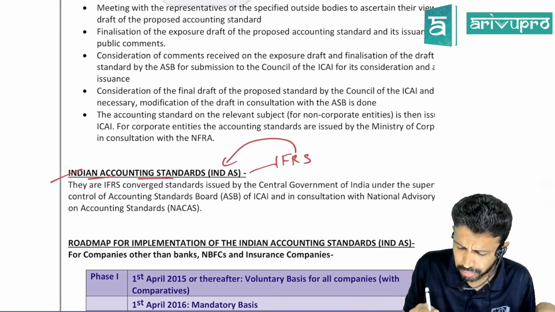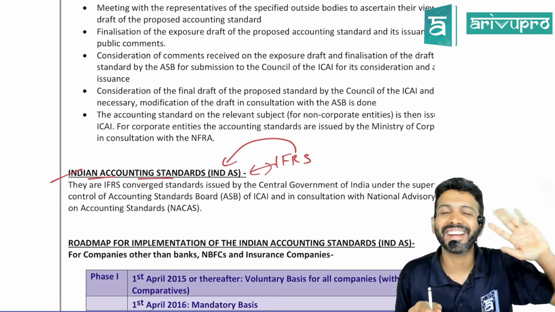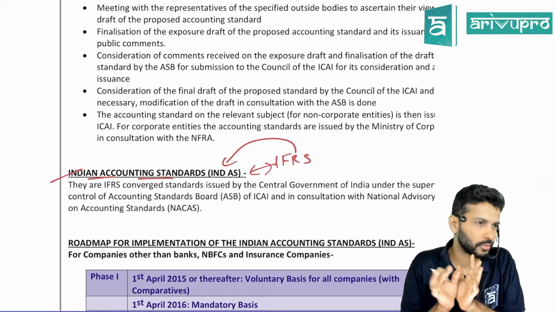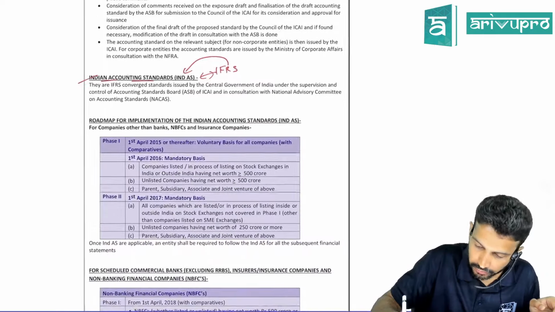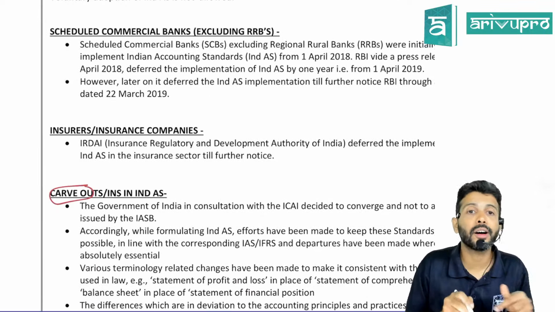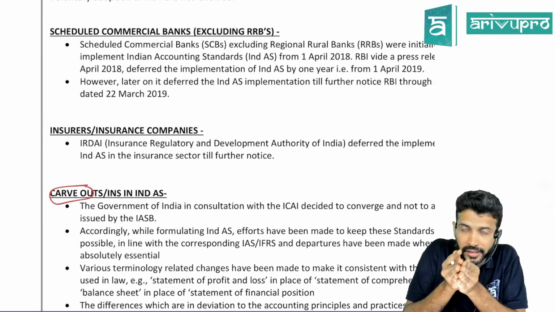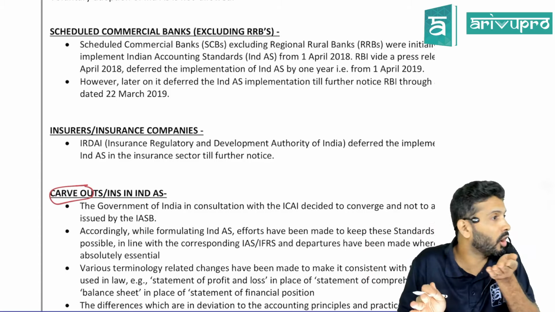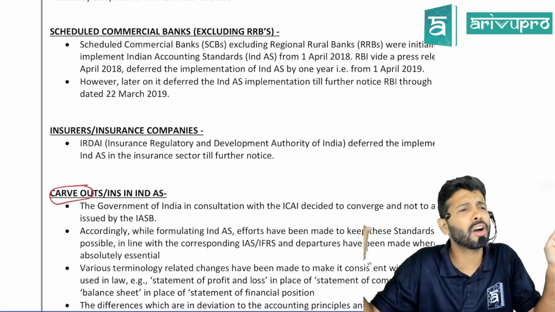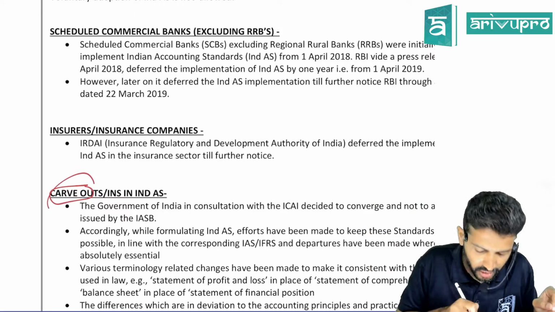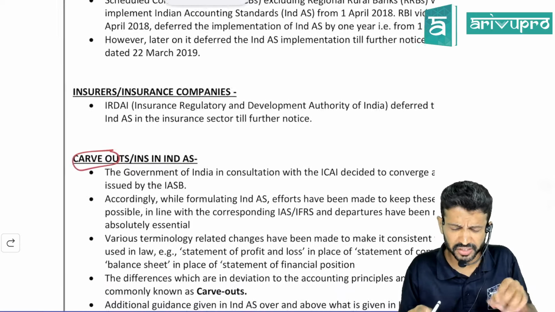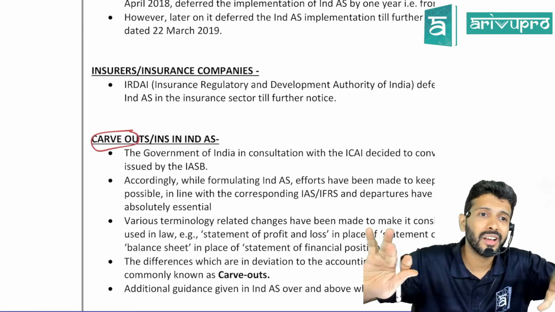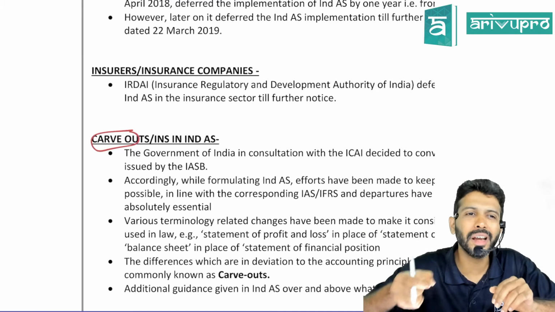So IFRS and Ind AS are more or less the same. You could say 95% of the contents are the same, except a few things where there are differences. Those differences we call carve outs. Any difference between IFRS and Ind AS, we call it a carve out. Like if IFRS says go left, Ind AS says go right. That means same or different? Those differences we call carve outs. If my memory serves right, there are only about 4 or 5 carve outs currently. That means only with respect to 4 areas, there are some differences. Otherwise, everything is pin to pin the same.